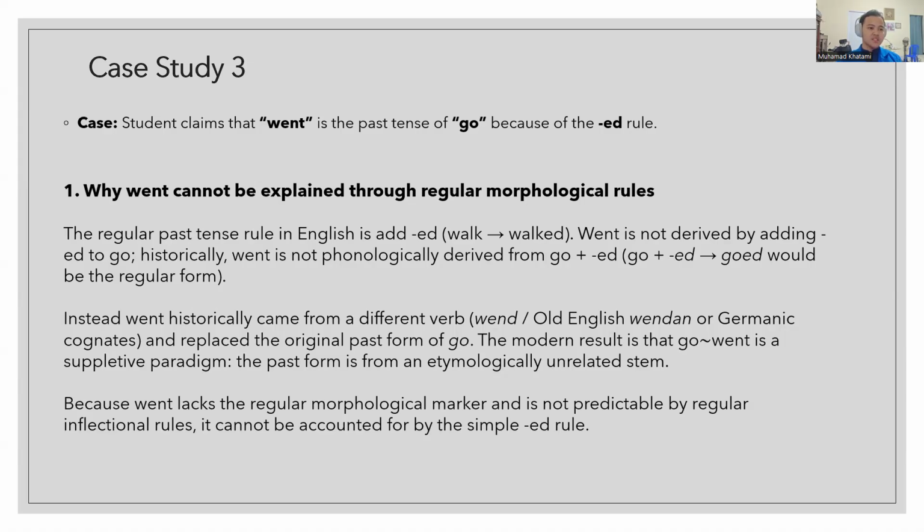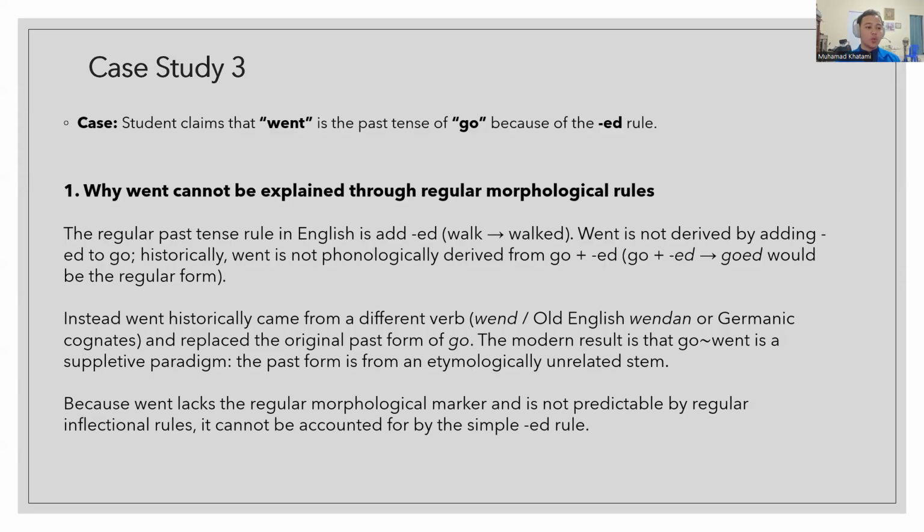So the regular past tense rule in English is add -ed. For example, the word walk becomes walked as the past tense. Went is not derived by adding -ed to go. Historically, went is not phonologically derived from go plus -ed, which would be goed, the regular form if that were the case.